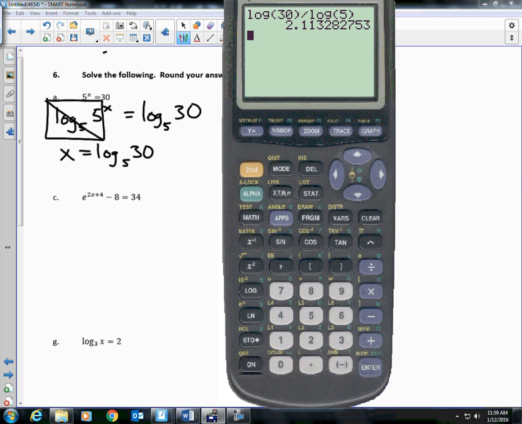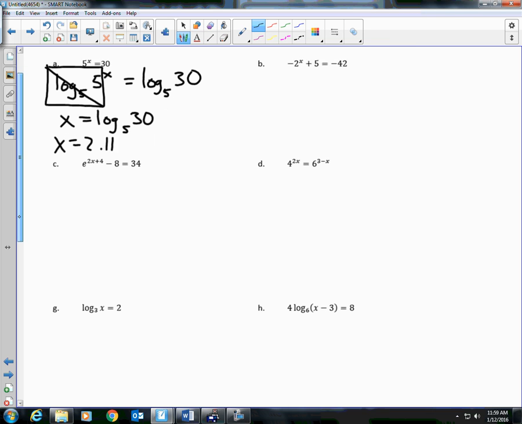So it doesn't matter what you change the base to, it'll be the same. So now I'm going to change the base to what? E. I change the base to e. You can see that I get the same result. It doesn't matter what you change the base to, it will be the same. So I get x is equal to 2.11. As I said, the answer will be between 2 and 3.